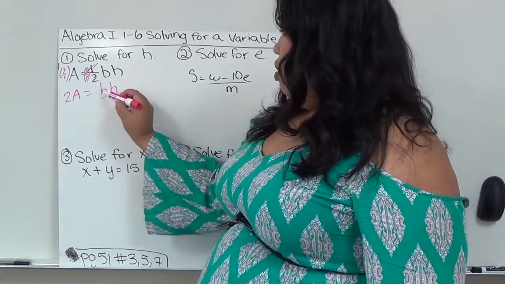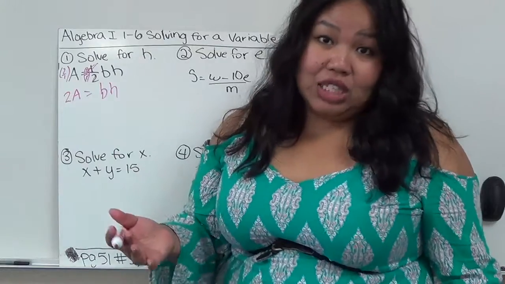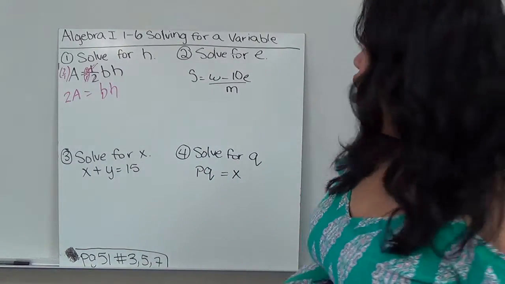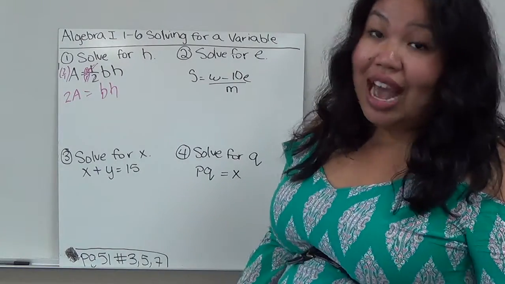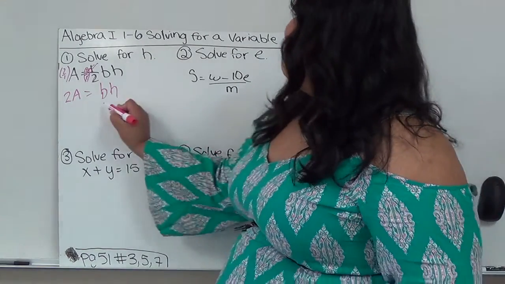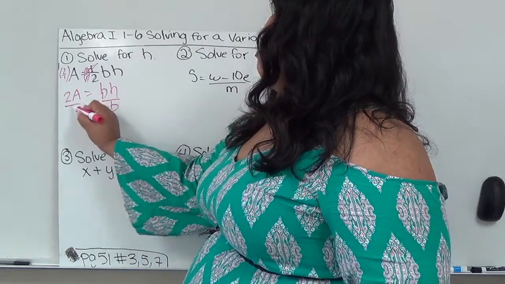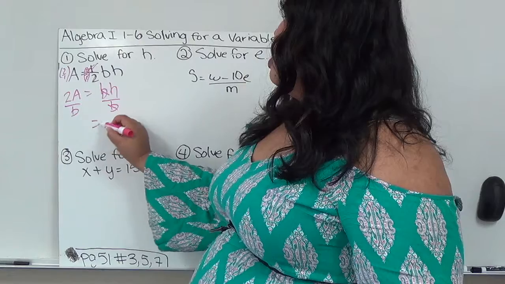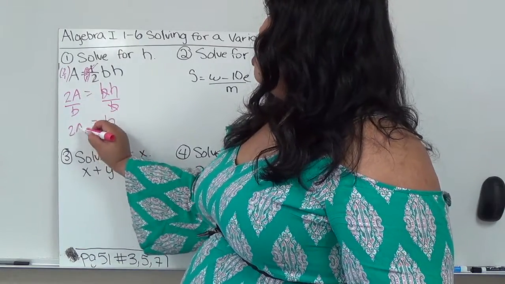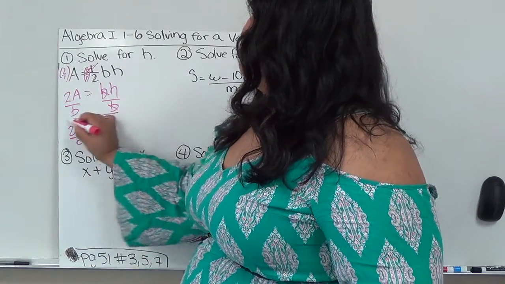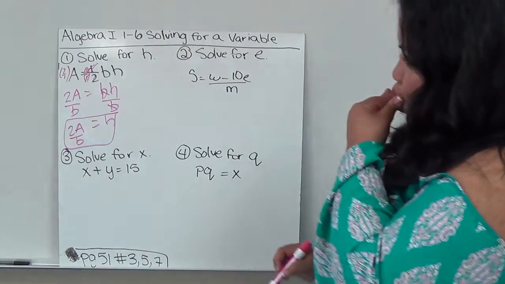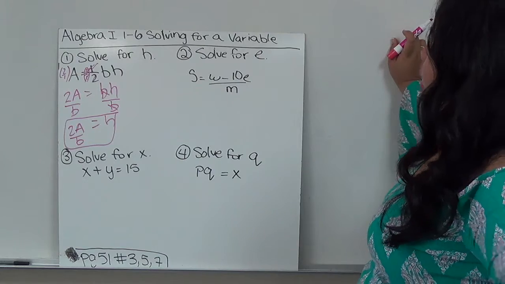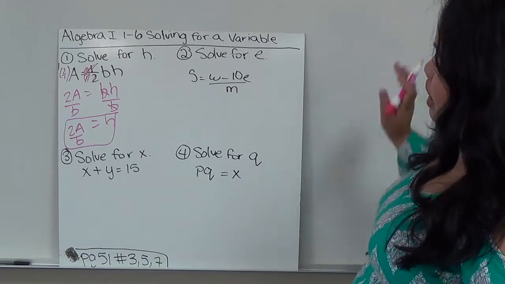Now, B is a letter, yes, but how is it being attached to H? Well, in this case, it's being attached by multiplication. So in order for me to get rid of it, I have to divide. So I'm going to divide both sides by B. So I can't simplify anymore, but these cancel out. I end up with 2A over B equals H. Okay? Okay. So the next one is a little bit more tricky, but it's the same concept.